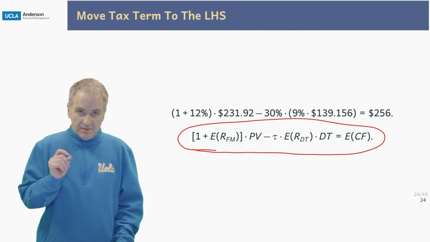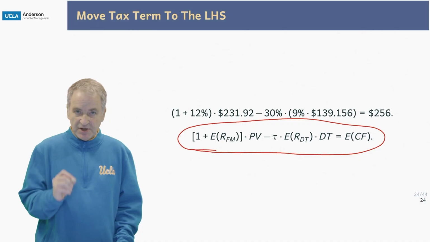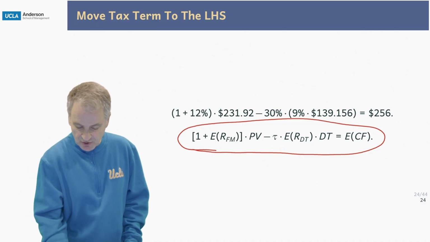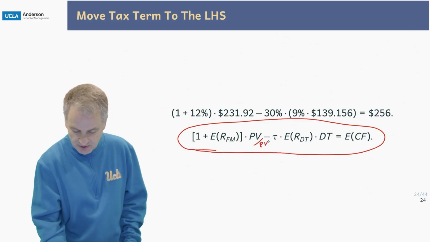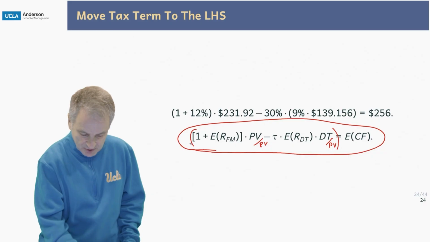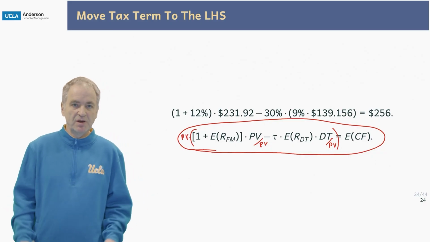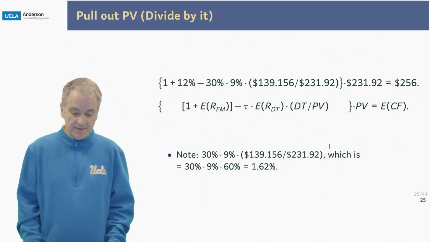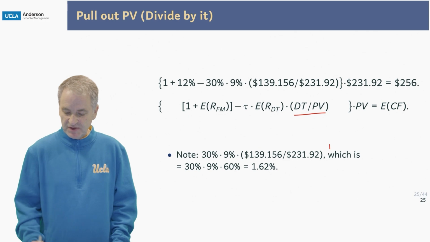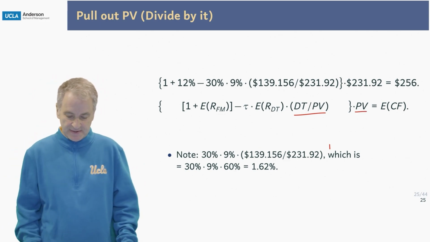The next thing that I'm going to do is I'm going to divide the left side by the present value and multiply by it, so nothing happens. So I'm going to divide this by the present value, and I'm going to multiply it by the present value. So that's all that I'm going to do. Go to the next slide. That's exactly it. Well, except I've moved the debt divided by present value here, and the present value is on the right side instead of the left side.